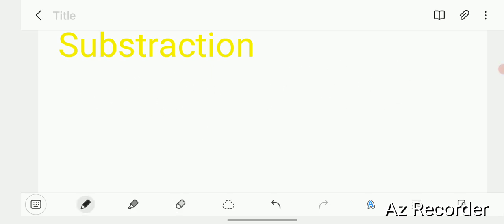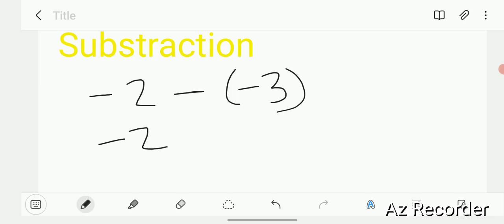Okay, -2 minus of -3. That is, -3 is subtracted from -2. Okay, -2 as it is, you should write minus into minus, plus 3. Minus into minus is plus 3. Then the answer: 3 minus 2 is 1.